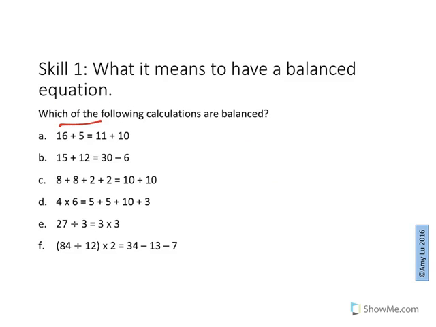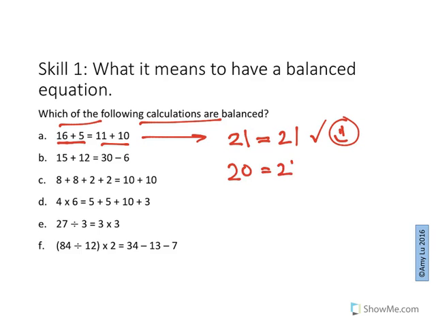So, which of the following calculations are balanced? What we have to do here is double check, are both sides the same value? 16 plus 5, that makes 21. 10 plus 11, that makes 21. Both sides are the same, so yes, it is balanced. Now, if both sides happen to be different, like if it was 20 and 21, then no, this would not be balanced. So at this time, pause and do the rest.